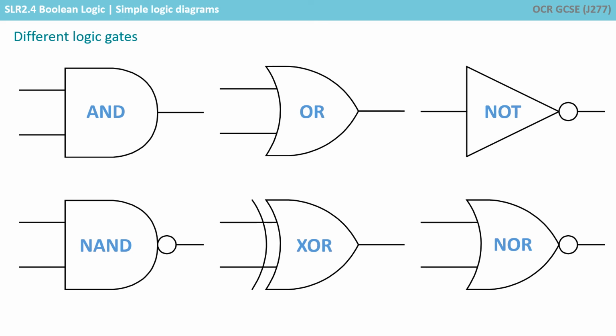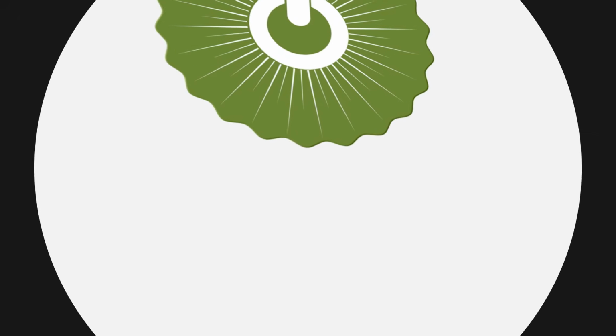And finally, we have a NOR gate or a NOT OR gate. In a similar way to a NAND gate, this is exactly the same as tying an OR gate together followed by a NOT gate in sequence. It effectively flips the output.